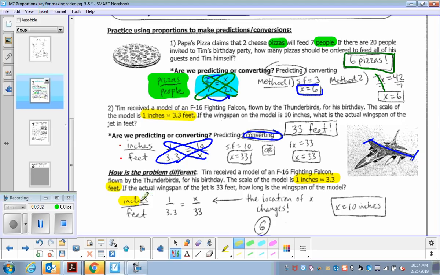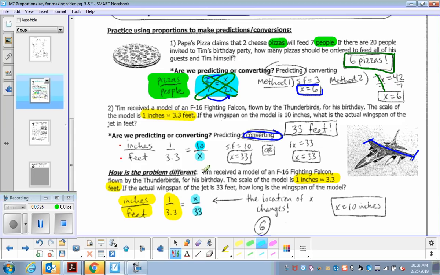We were still comparing inches to feet. We're still using that 1 inch represents 3.3 feet. But this time what we don't know is in the numerator, we don't know the number of inches, and we do know the denominator is 33 feet. If you compare back to this problem, we were given the model inches, which is in the numerator, and our unknown is now in the denominator.